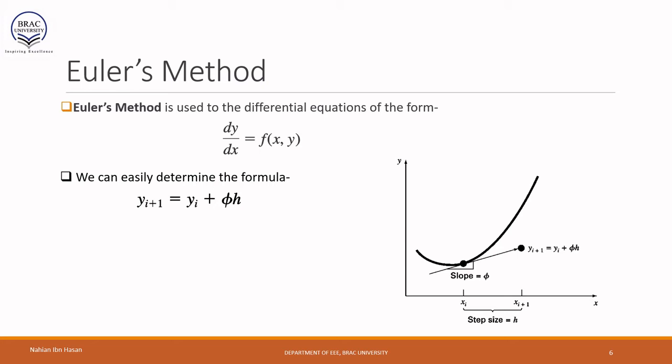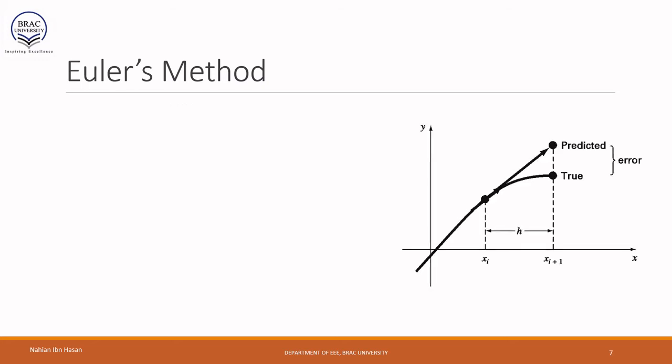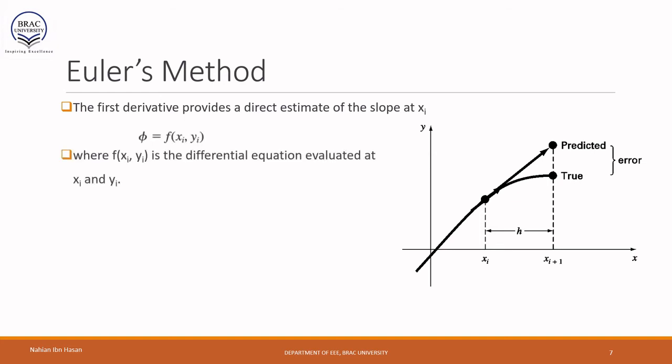Once we know the term yi plus 1, we can use that value to calculate the next value, yi plus 2, and similarly using the yi plus 2 value we can calculate the next term, and so on. That's how Euler's method works. So this is the function, and we have the true value here, and we have approximated the result with Euler's method, which is at this point. This small segment is the error. This error can be minimized by reducing the step size, that means reducing h.